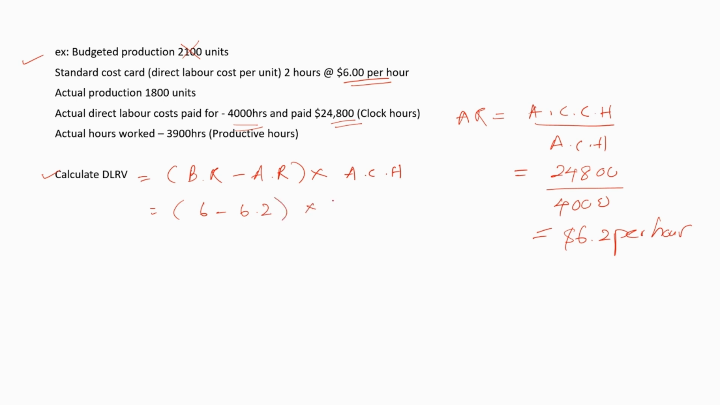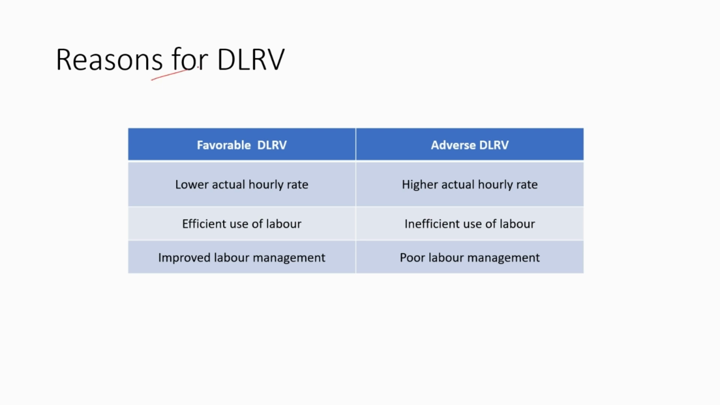Actual clock hours is equal to 4000 hours. This is equal to negative $800, which means $800 adverse. This is because the actual rate is higher than the budgeted rate. Now let's discuss the reasons for direct labor rate variance.